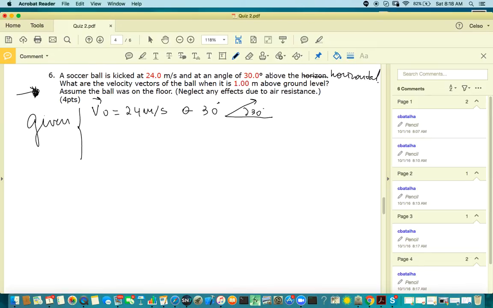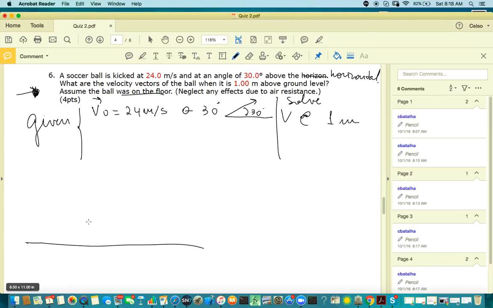What are the velocity vectors of the ball when it is 1 meter above the ground level? Assume the ball was on the floor, okay? So we have the angle, we have the direction of your initial velocity, and we want to solve for the velocity at 1 meter above the ground.